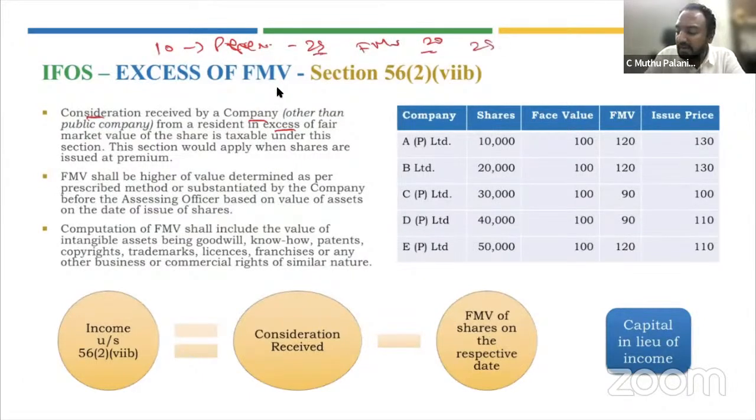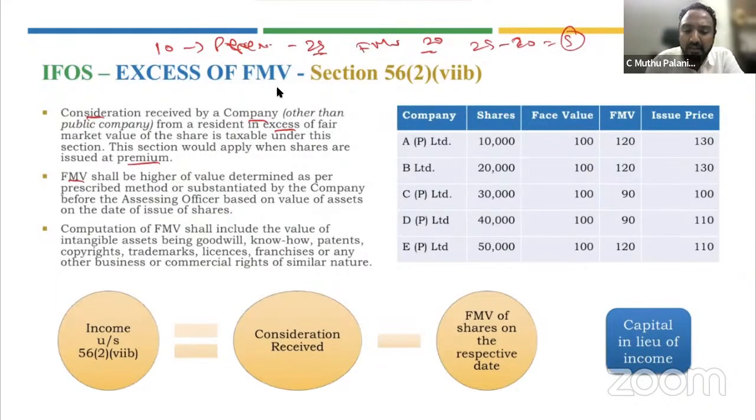So 25 minus 20, 5 will be my income from other sources because it's excess of fair market value. So whatever is in excess of fair market value will be applicable when shares are issued at premium. So this provision is applicable only when shares are issued at premium. It is not applicable otherwise. So fair market value shall be higher of value determined as per prescribed method or substantiated by the company before the assessing officer. So I take the fair market value based on the valuation identified or by whatever is being given by the assessing officer.